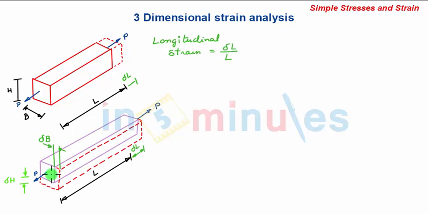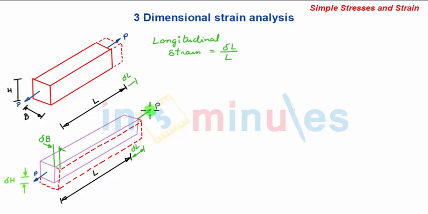However, upon looking at the bar three-dimensionally, we can see that there is a corresponding decrease in the breadth as well as height in the two lateral directions, and it is denoted by delta B and delta H. So we can say that due to the longitudinal load, the elongation in the longitudinal direction is at the expense of corresponding reduction or contraction in the two lateral directions.